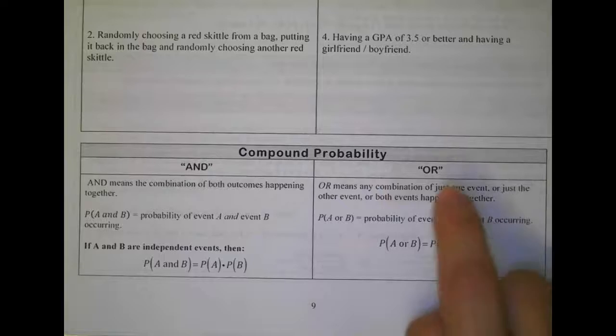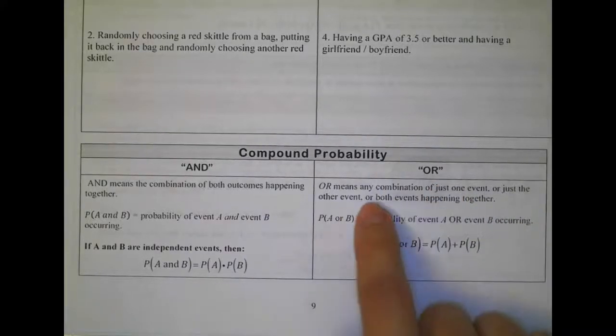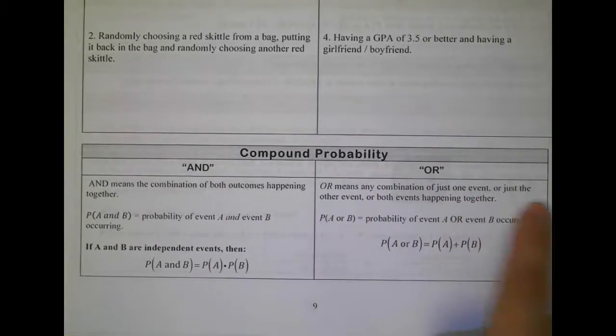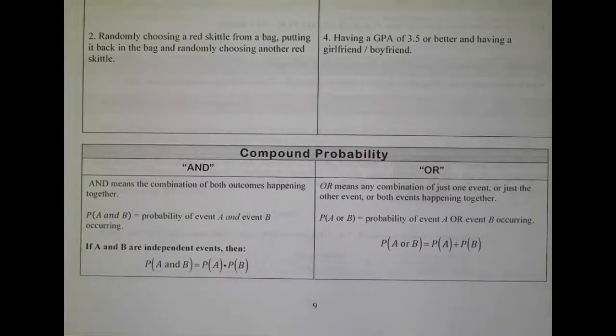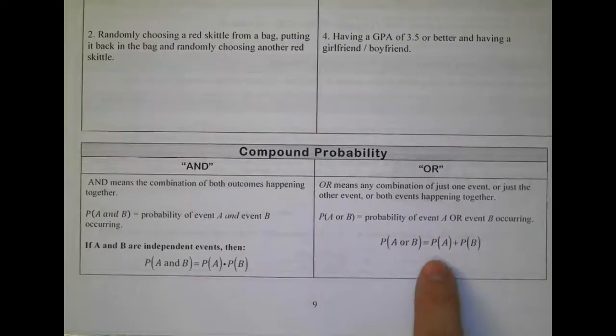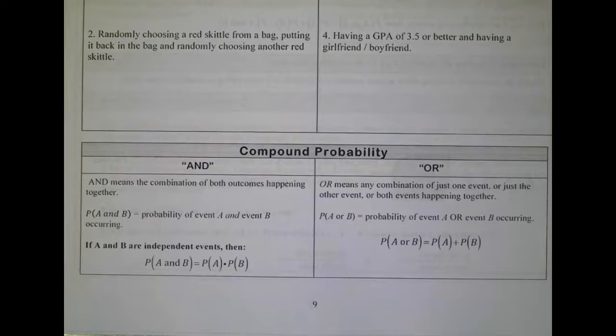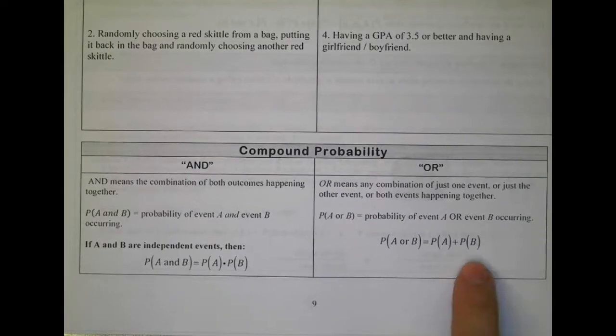Okay? Now, or means any combination of just one event or just the other event or both events happening together. So if I said, what is the probability of flipping heads or rolling a 3, you would, rather than multiplying them together, take the probability of the first event and add it to the probability of the second event. Okay, so very important here. Let's look at some examples.